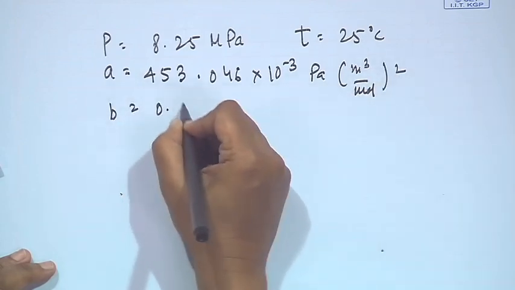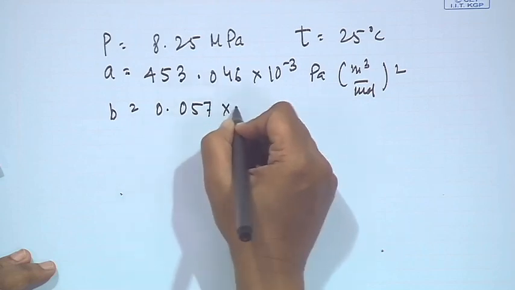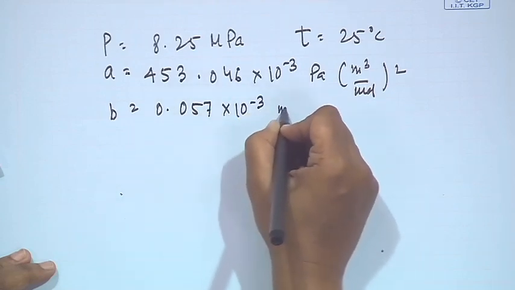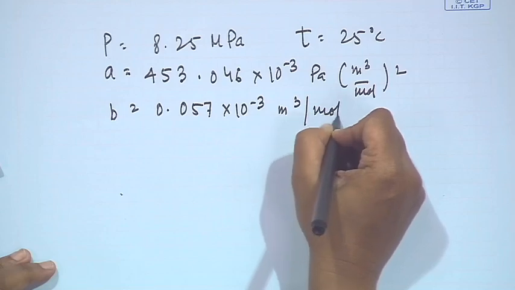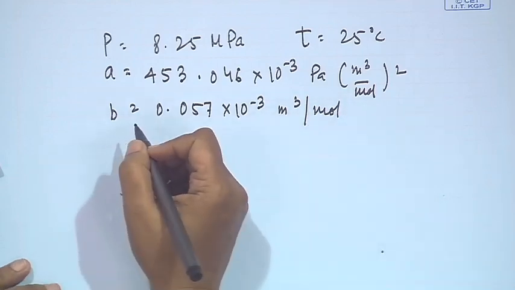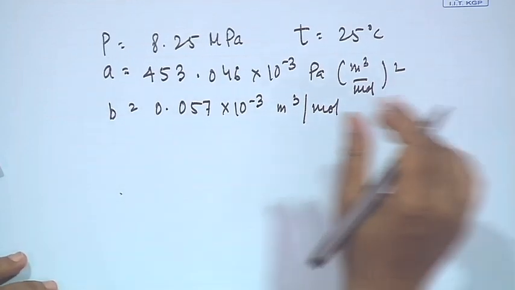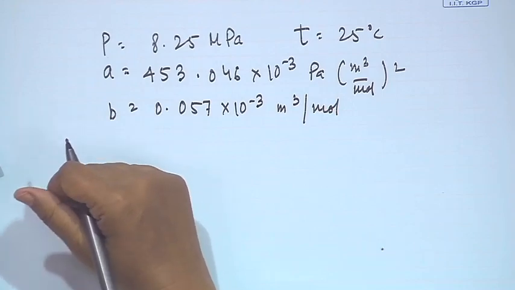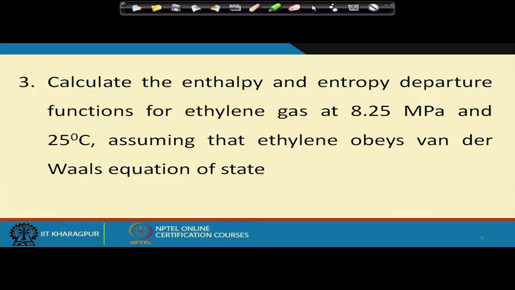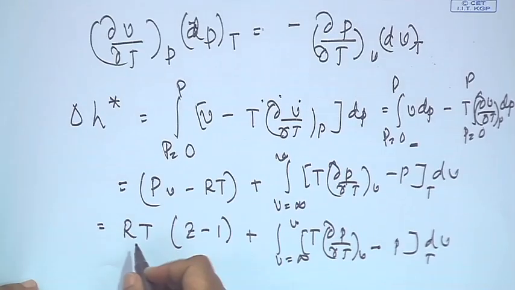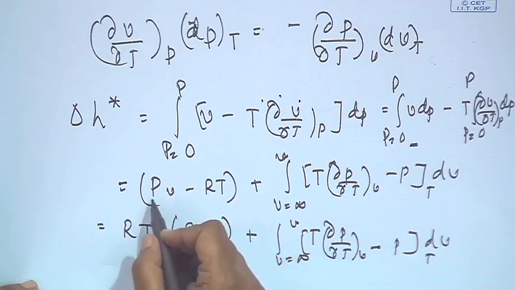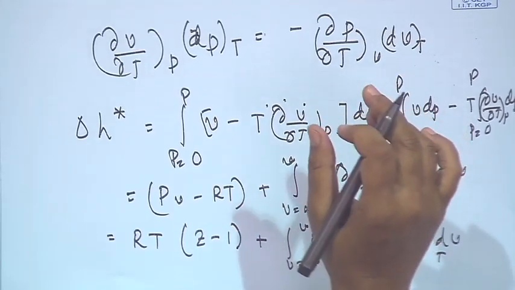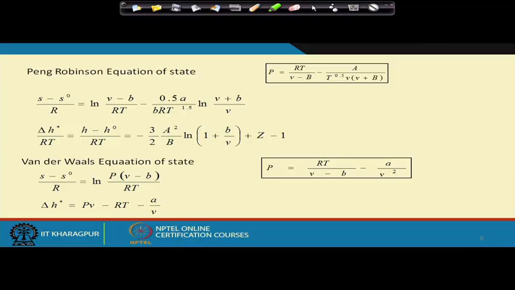B is 0.057 into 10 to the power minus 3 meter cube per mole. This is given, right. So, once these two are given, then what you need to do is, in this equation, substitute for the van der Waals equation. If you see, this is the van der Waals equation.